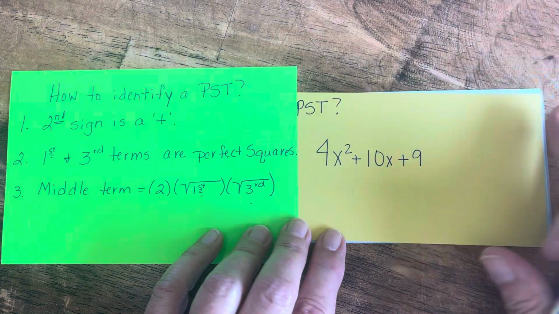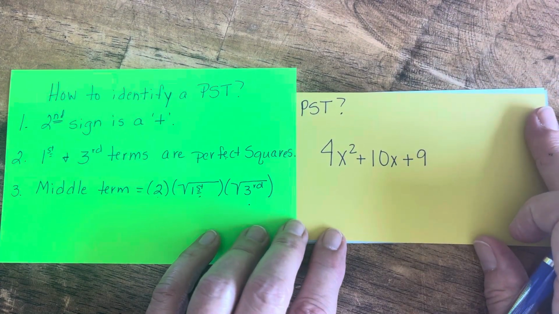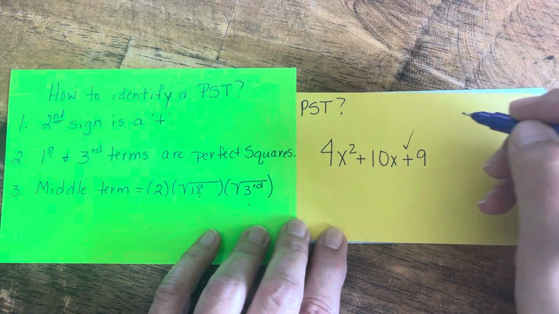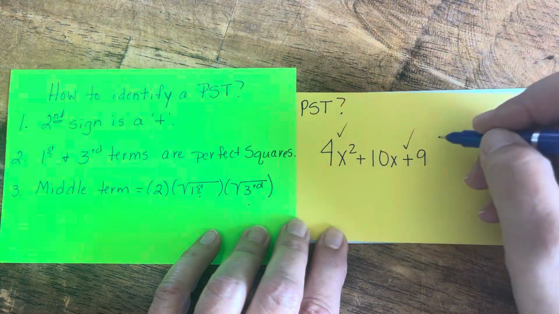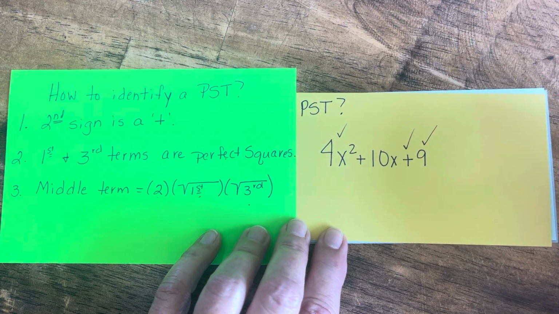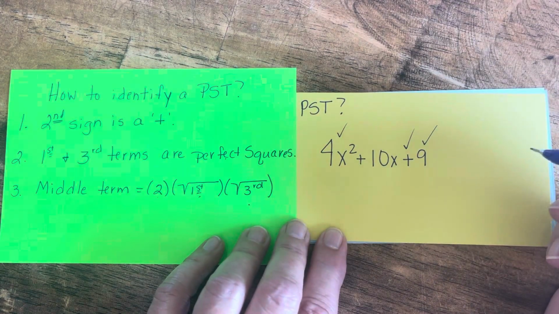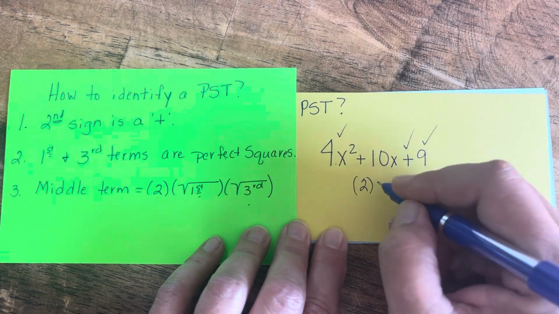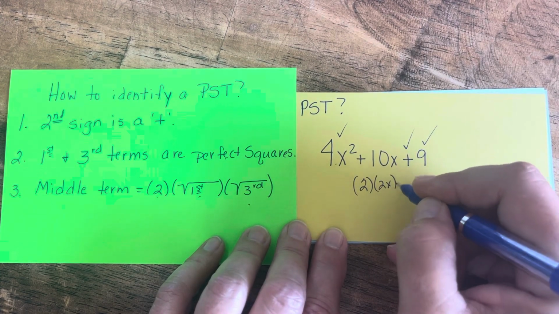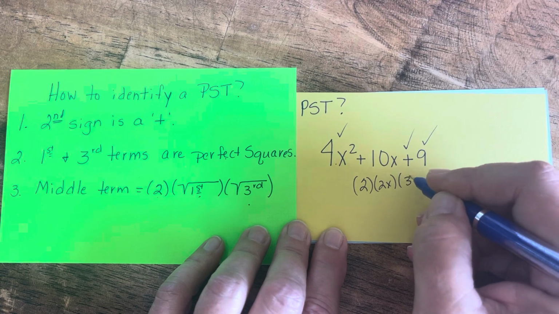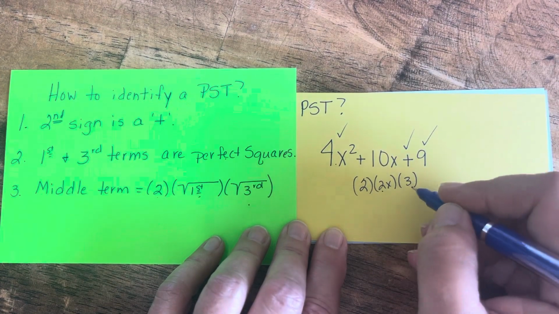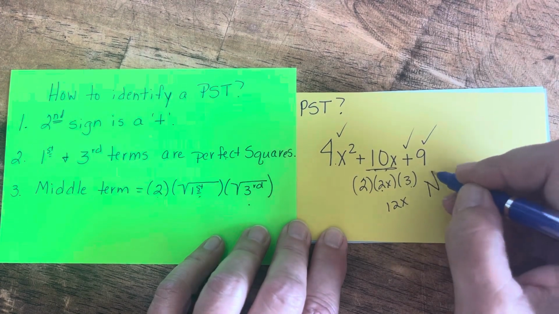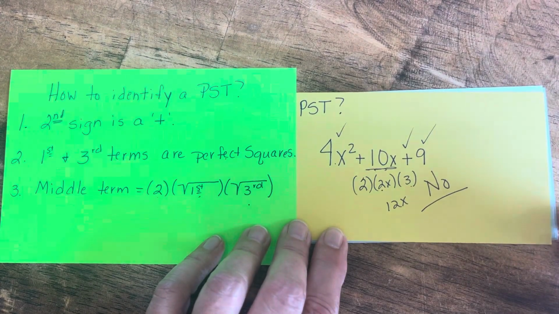Let's look at another one. 4x squared plus 10x plus 9. Is the second sign a plus sign? Yes, it is. Are the first and third terms perfect squares? Yes, they are. Let's check this middle term. It has to be equal to 2 times the square root of this times the square root of that. 2 times 2 is 4, times 3 is 12x. That doesn't match what we have, so this one is a big no.